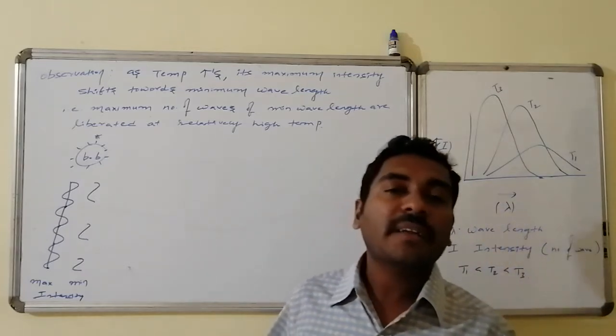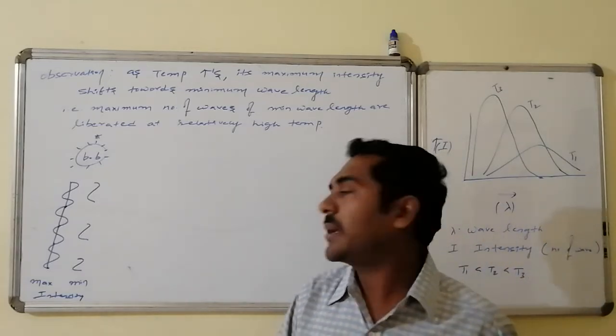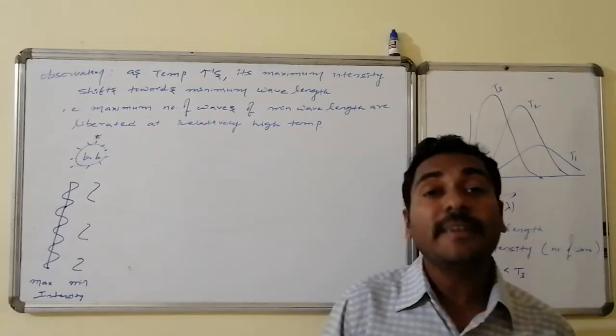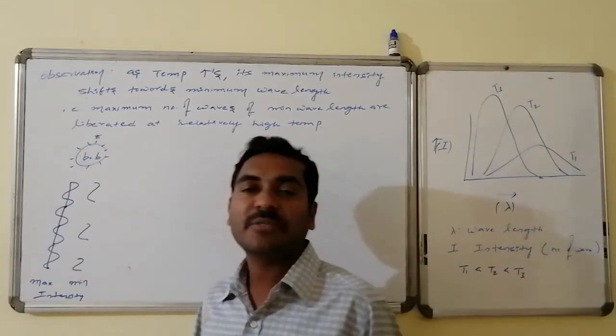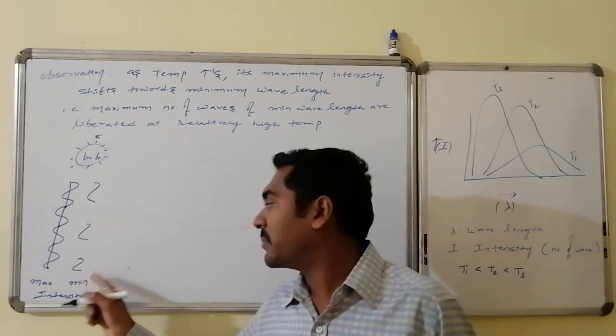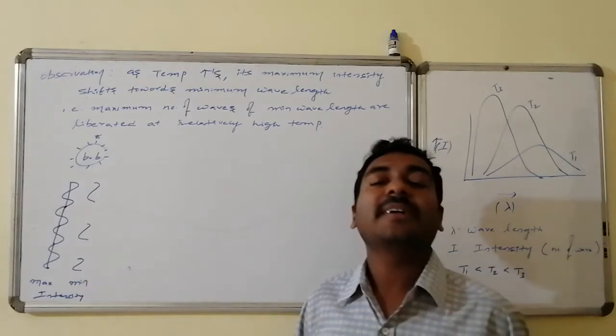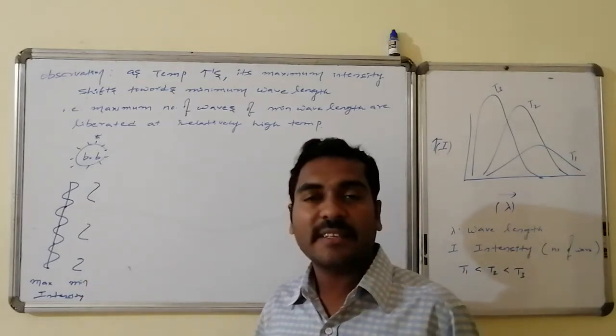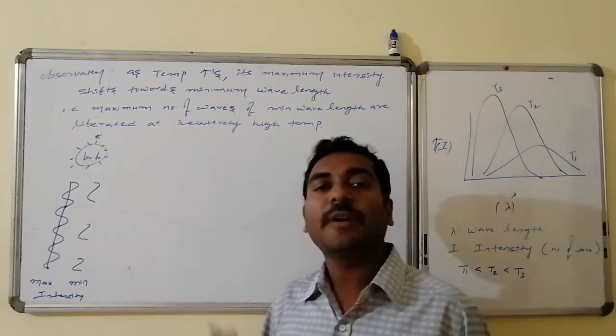Whereas under some other temperature conditions within the same time gap, intensity of wave is little. Implies what? Some less number of waves are liberated. Here 4 waves are liberated. Here 3 waves are liberated. At some other temperature, the intensity might be still less, that is, 2 waves may be liberated.